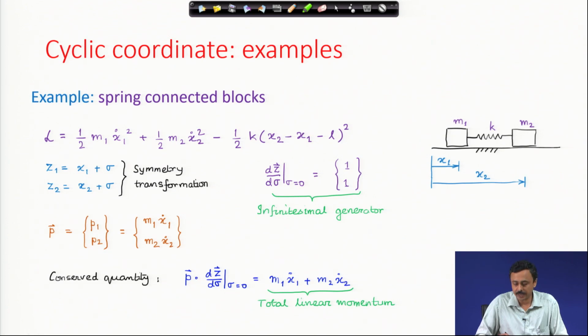This is the conserved quantity. And what is this conserved quantity? This is the total linear momentum of the system, which we know is conserved because there is no friction, there are no other forces. Linear momentum of this system is conserved. We have recovered this for a possibly trivial example, but I have demonstrated the steps, and this works for more complicated, more general systems.